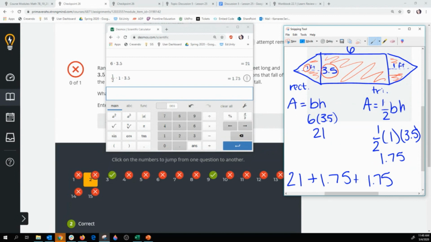So I have 21 plus 1.75 plus 1.75, which means that the total area of my tablecloth would be 24.5. That would be the total area of my tablecloth.